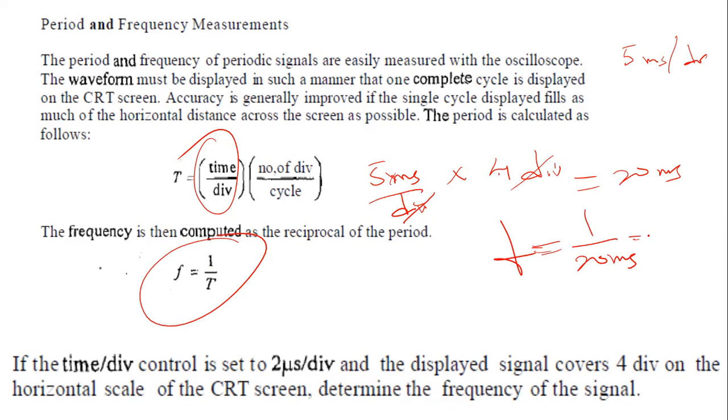So 1 upon 20 millisecond will be, 1 upon 20 is 0.05, sorry, 0.05. Milli means 10 to the power minus 3 seconds, so it will be 10 to the power 3 hertz. Per second is hertz, 1 upon second is 1 hertz. So millisecond means 10 to the power 3 hertz. So 0.05 into 10 to the power 3 hertz is the frequency.